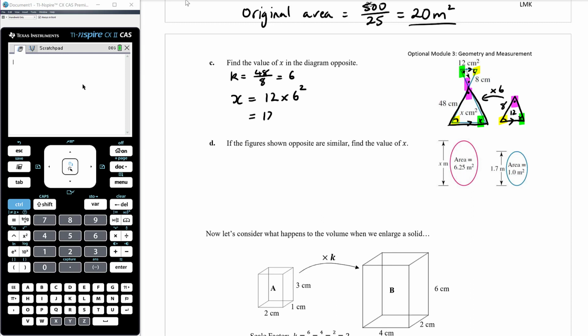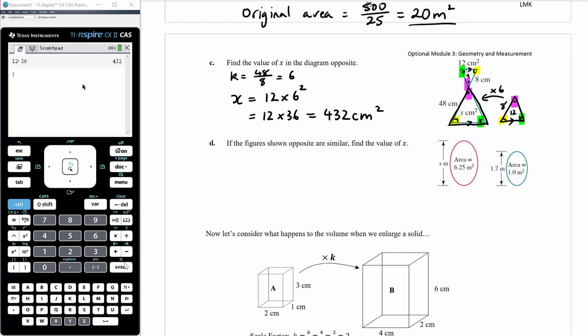And so that is 12 times 36, 432 units, centimetres squared. If the figures shown opposite are similar, so in part D we're being told they're similar, whereas in part C we had to establish that they were similar before we could use the properties of similarity. Find the value, so part D, these are similar figures, find the value of x.